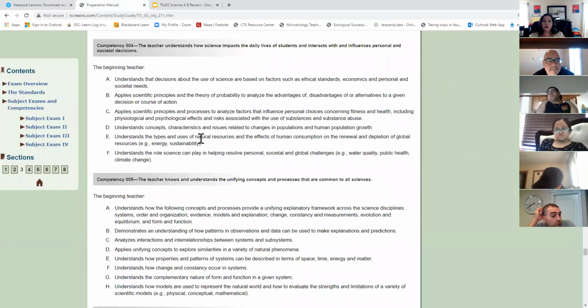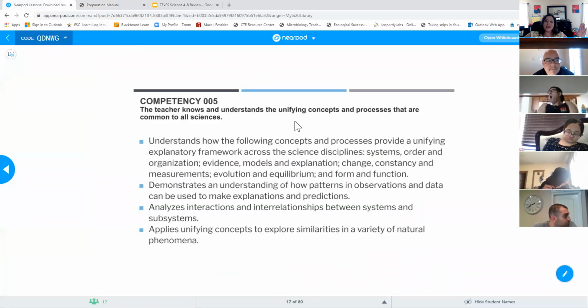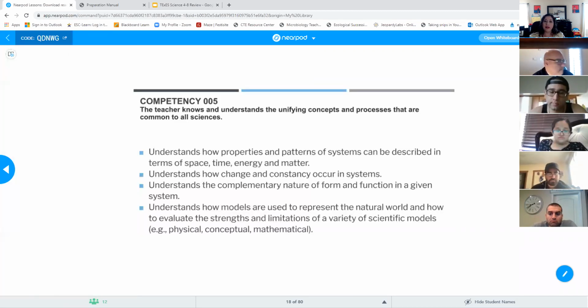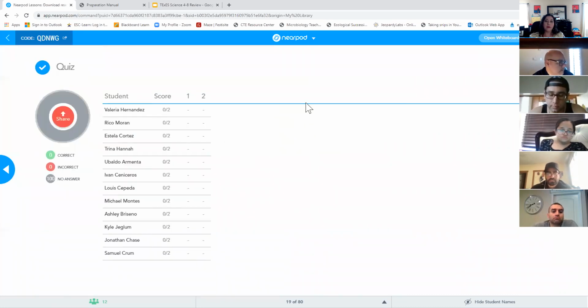Just because competency 4 and 5, it's really just looking at science in general, and looking at science in the real world. So just having students understand that it's not just isolated to the classroom. Okay, and again, I just listed those there. Okay, so a couple more practice questions here.